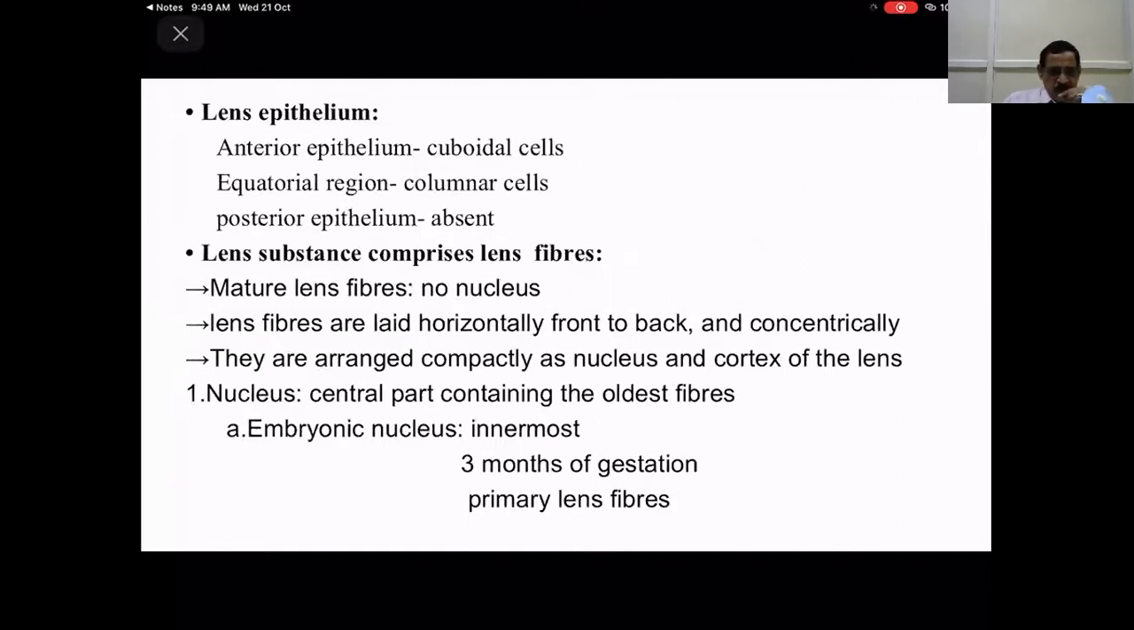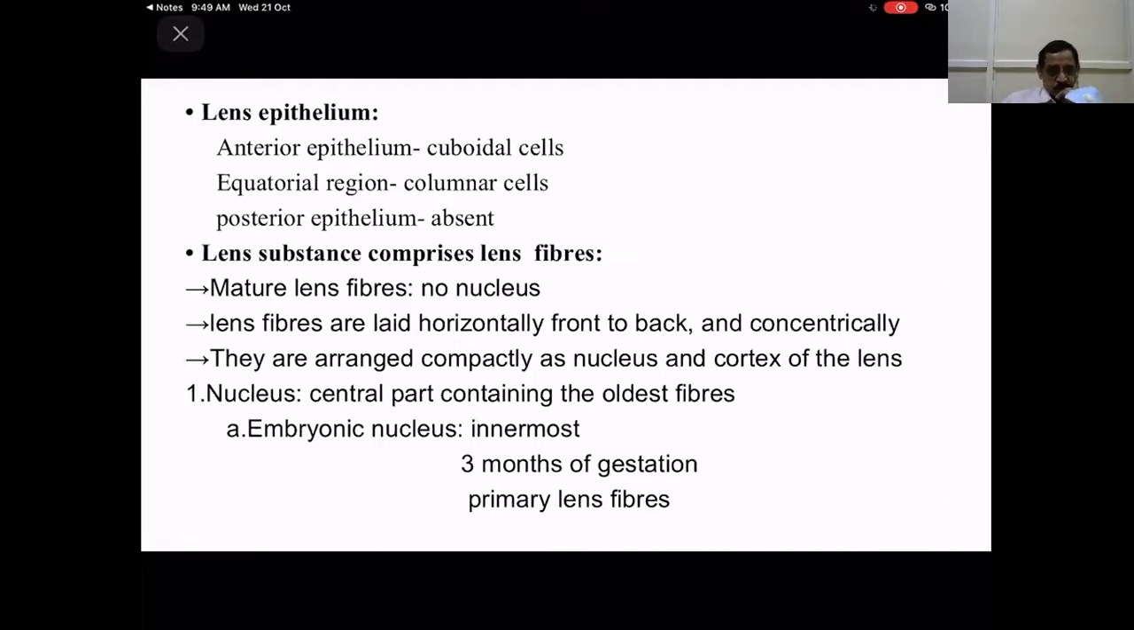Lens epithelium. Anterior epithelium is a single layer of cuboidal cells. The equatorial region comprises columnar cells. And there is no posterior epithelium. Lens substance comprises lens fibers. Mature lens fibers have lost their nuclei. Lens fibers are arranged horizontally, front to back and concentrically. The lens fibers are arranged compactly as the nucleus and cortex of the lens.